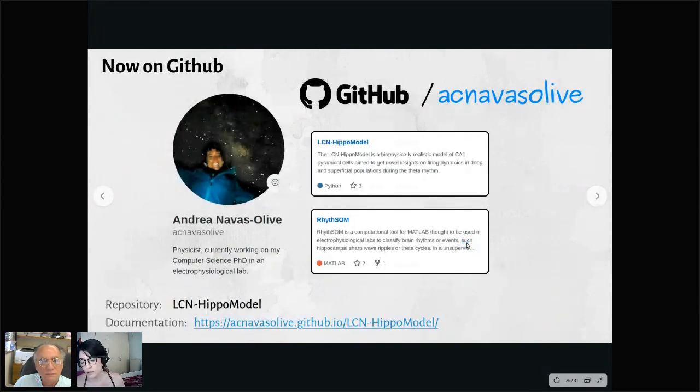I also wanted to say that this model is now on GitHub. My GitHub is my name, basically. And the model is this one, the Laboratorio de Circuitos Neuronales HIPPO model. It runs in Python. I use the Neuron software, but its code is Python. And there is nice documentation on the GitHub page.